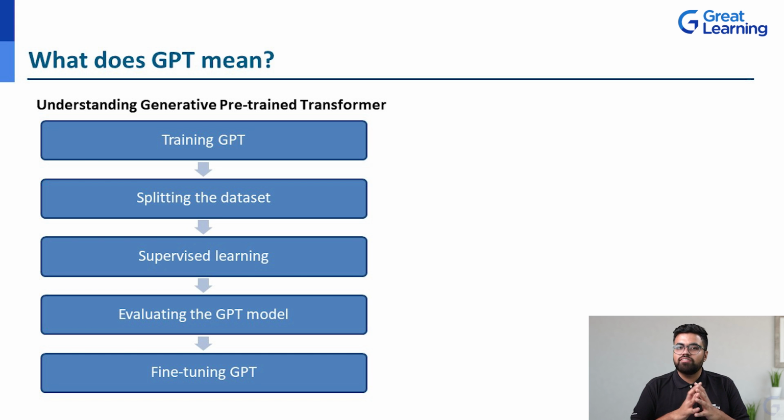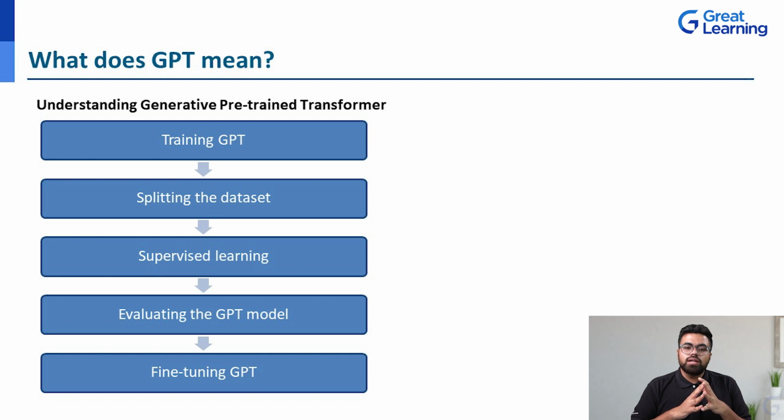So this is how it develops itself. This is how it grows itself. Now, evaluating the GPT model. In this step, the GPT model is evaluated on the test set. The accuracy of the model is measured by the percentage of times the model has predicted the correct next word in the sequence. Then comes the fine tuning of the GPT, right?